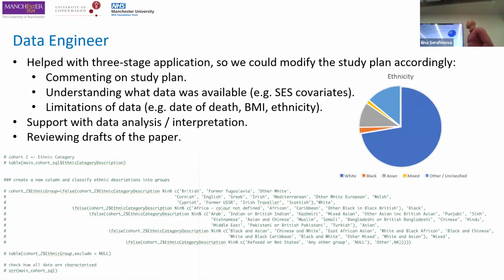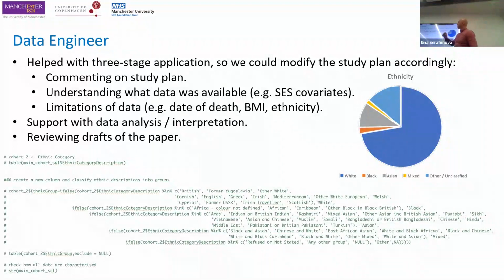So there were limitations with SES. When I was working previously with Danish data, you get a lot more individual level SES covariates, but we were limited to just area level deprivation score. There were limitations of the data we had access to, which were really important to factor in at this very early stage to allow me to adapt. So I couldn't get access to data of death for privacy reasons. BMI could have been recorded better, and same with ethnicity.